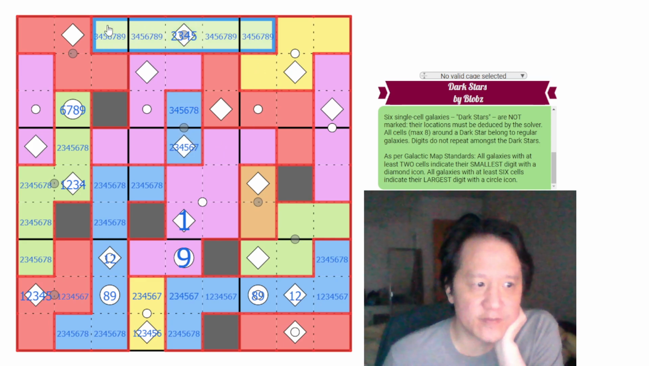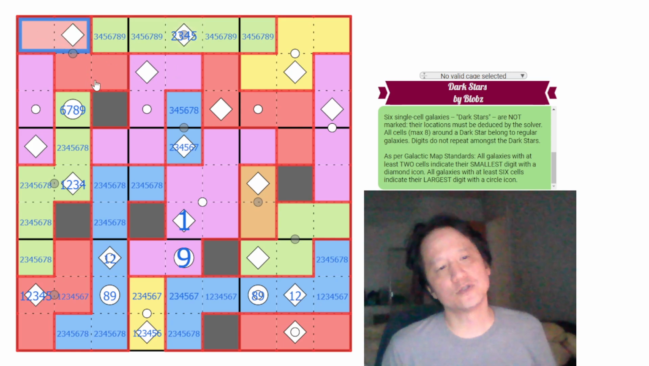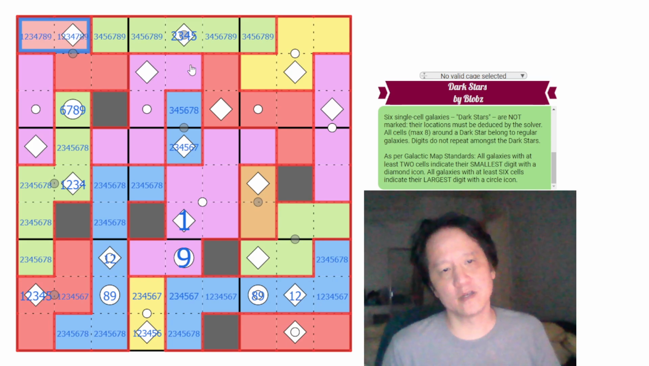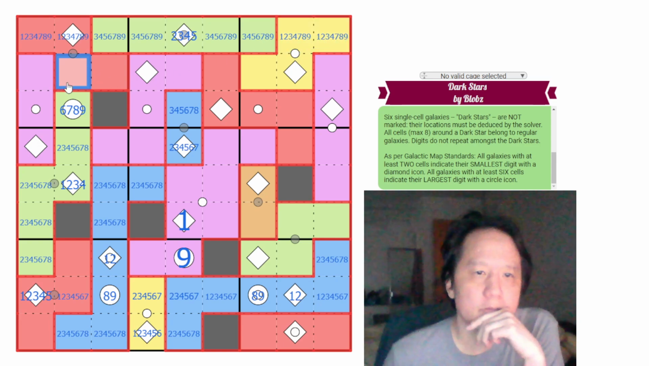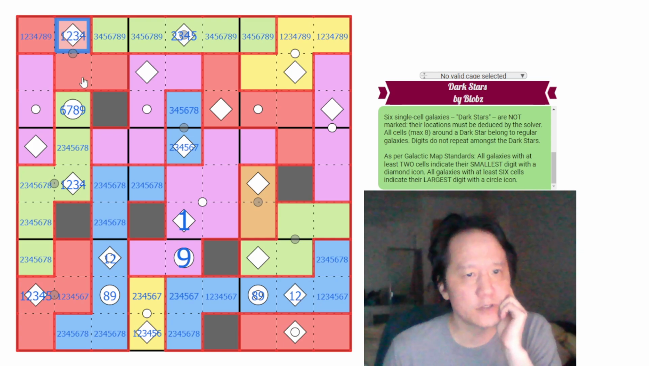So this has to have 5 and 6, because it cannot be 1 as the lowest here. So this is 1, 2, 3, 4, 7, 8, 9. This is 1, 2, 3, 4, 7, 8, 9. Interesting. This is the lowest also. Cannot be 7, 8. So this is 1, 2, 3, 4. It can't be 5 or 6. So this is 1, 2, 3, 4.